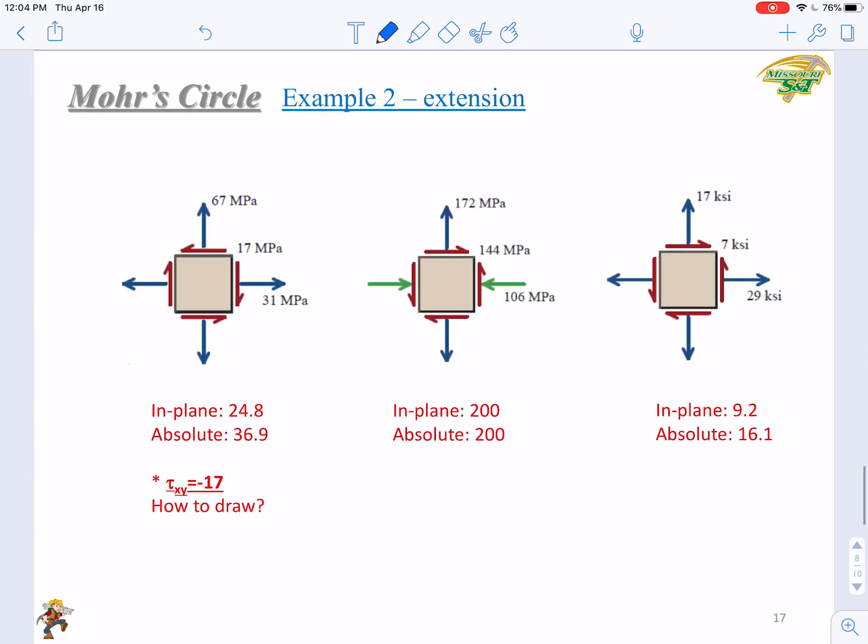Here are some extensions of example 2. You can try to determine this maximum in-plane and maximum absolute shear stresses. I have given you the answers. You can try to calculate them by yourself, then let me know if you get the same results. If you cannot, let me know so I can give you the whole process.